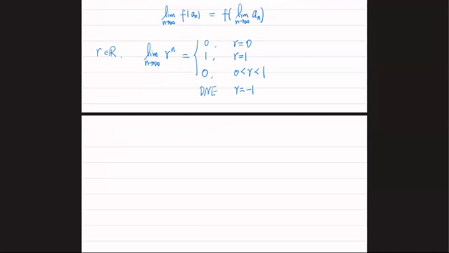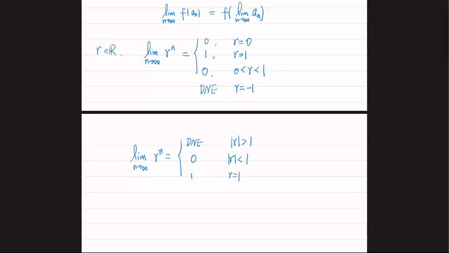And in general, if the absolute value of R is bigger than 1, then the limit doesn't exist. If it's less than 1, it's 0. If it's 1, the limit is 1. So we call this a geometric sequence.